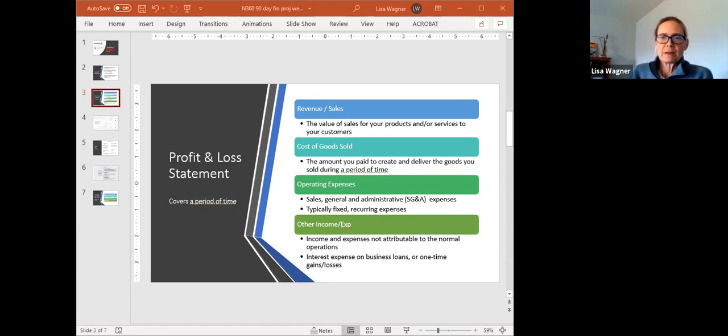Okay, great. So the profit and loss statement, we start with revenues or sales. It's pretty easy. That's how much money we're bringing in from the product or service that we're selling. And then the next item we'll see is what's called cost of goods sold. The cost of goods sold is the amount that you pay to actually create or deliver the goods that you're producing during that period of time. We're going to talk about cost of goods sold a little bit more. It's a really important concept, especially when you start thinking about break even.